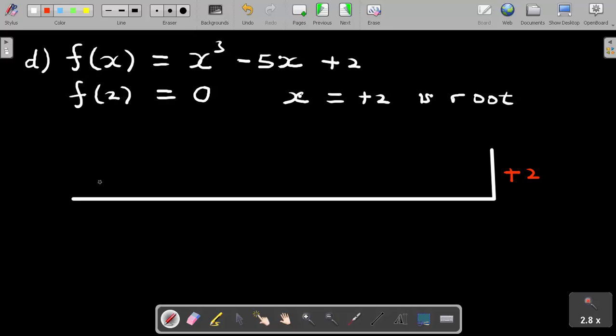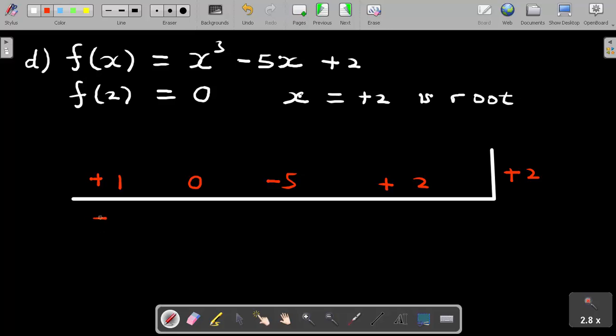I've got positive 1 for x cubed. Okay. What about x squared? It does not appear, so I'm going to put 0 for x squared. Then x, I've got minus 5. I've got plus 2 here for the constant. So we say the first one, bring it the way it is.